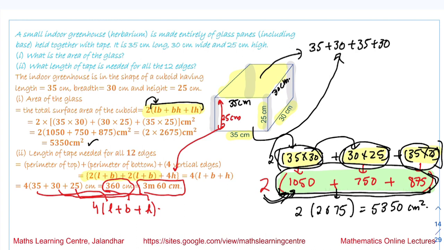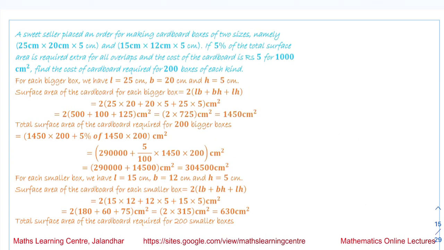Now the next question we have, a sweet seller placed an order for making cardboard boxes of 2 sizes. These are the 2 sizes that are given to us. This is one size and this is the second size that is given to us. And it is given that 5% of the total surface area is required extra for all overlaps and the cost of cardboard is this. So we have to find the cost required for making 200 boxes of each kind.